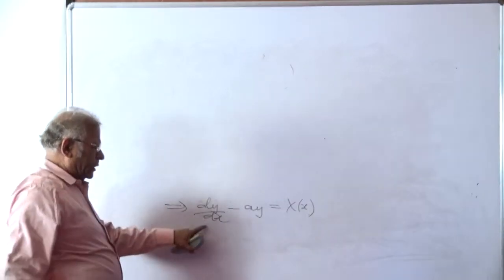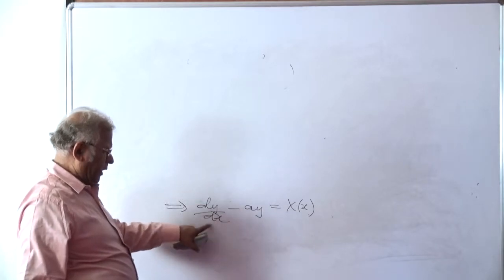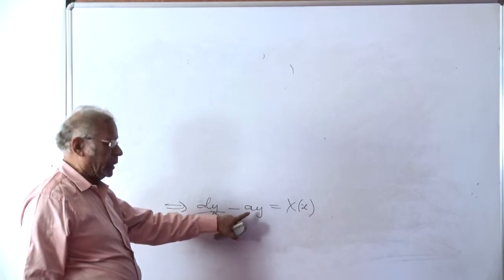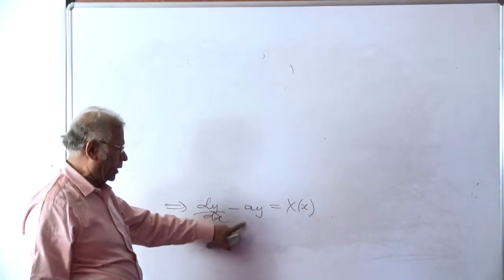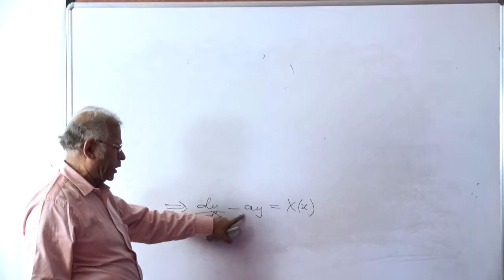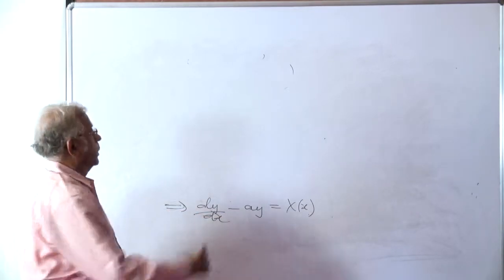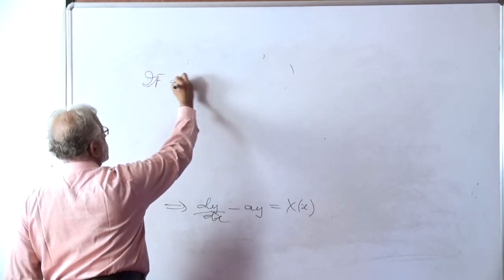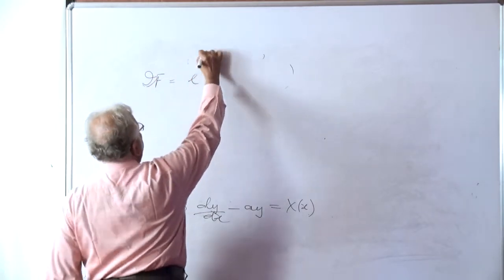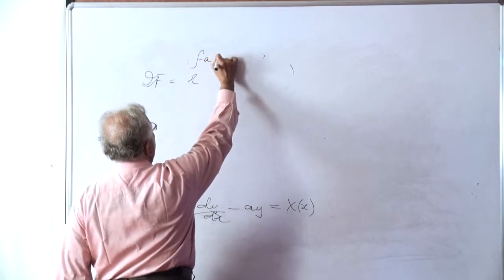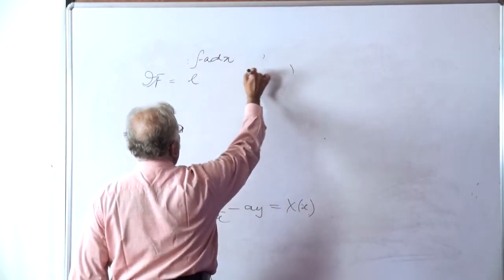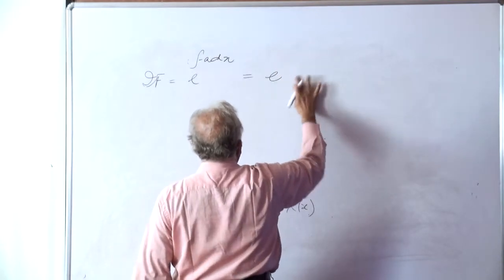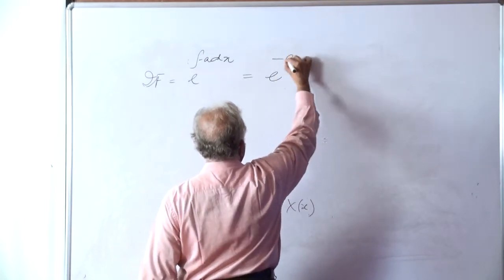Now if one recognizes this equation, it is a linear first order equation with constant coefficients and needs an integrating factor to integrate. In fact, the integrating factor here is e to the power of integral of minus a dx, which is e to the power of minus ax.